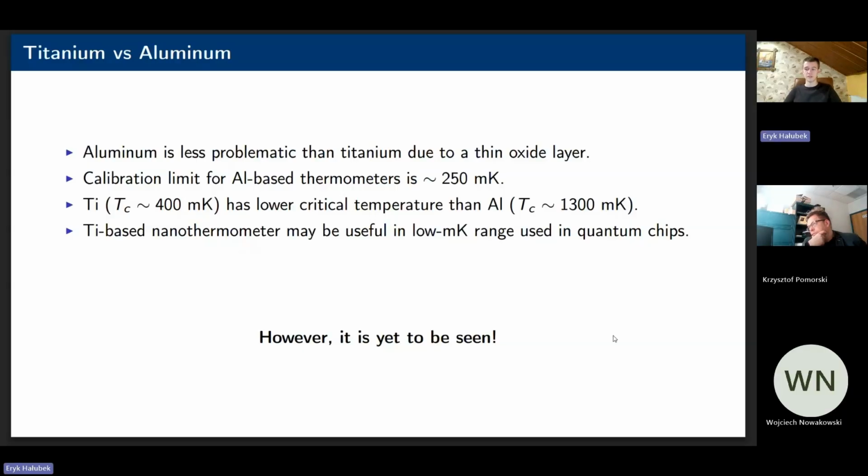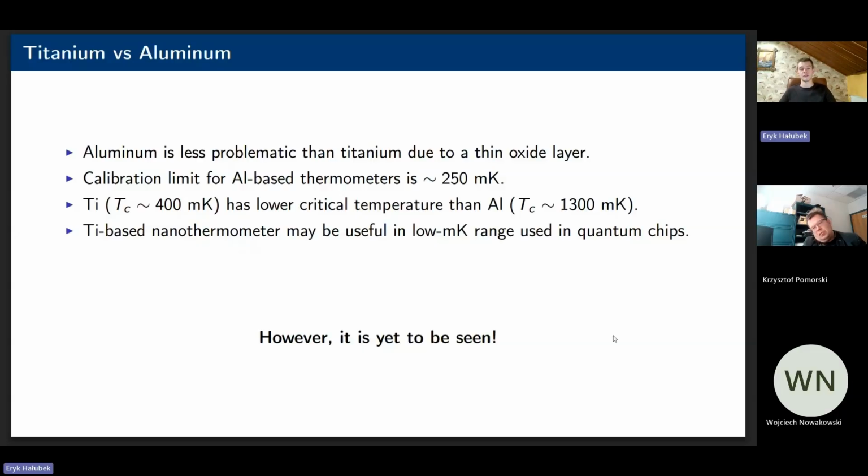But the reason why we are trying to use titanium, I am making these titanium samples, is that we want our thermometer to be useful in lower temperatures than this 250 milliK calibration limit for aluminum-based thermometers. And we think that may be possible because of the theoretically lower value of critical temperature of titanium. But it is yet to be seen.